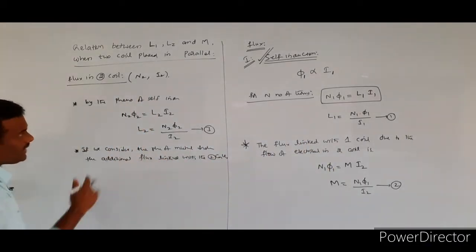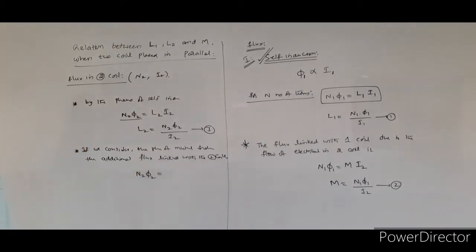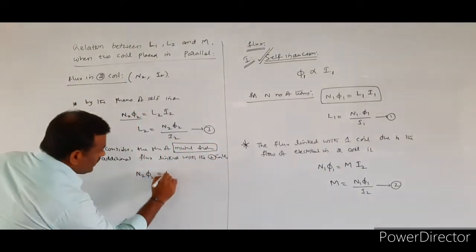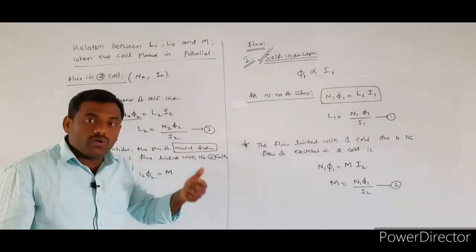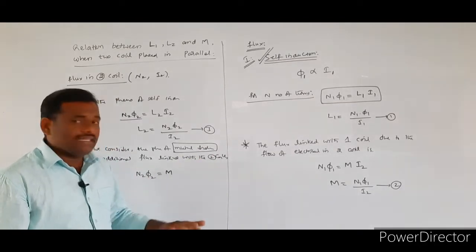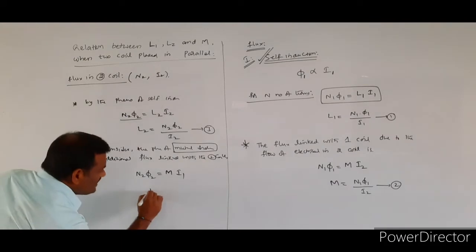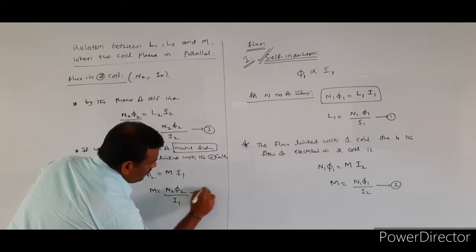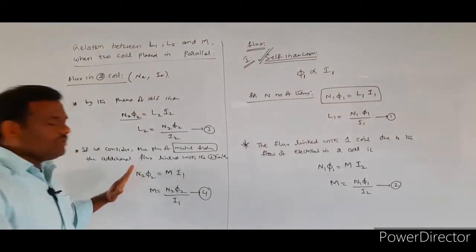Similar to that, for the second coil, what is the total flux value? N2φ2. Which phenomenon do you consider here? The mutual induction phenomenon. So the proportionality constant is M, and this flux is produced due to the flow of the electrical current in the first coil. So N2φ2 is equal to M into I1. From this, M is equal to N2φ2 by I1, equation number 4. So we derived L1, L2 and M values.